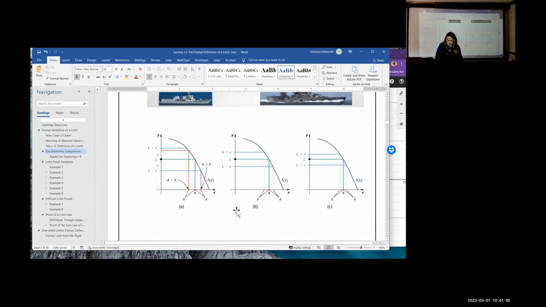When you're looking at this picture right here, you can see that they've made smaller and smaller regions for delta. And as they do that, the epsilon values decreased as far as how far apart from L they can be. So if you want to be closer to L, then you have to be closer to A. So if we make epsilon smaller, then we'll have to make delta smaller as well.